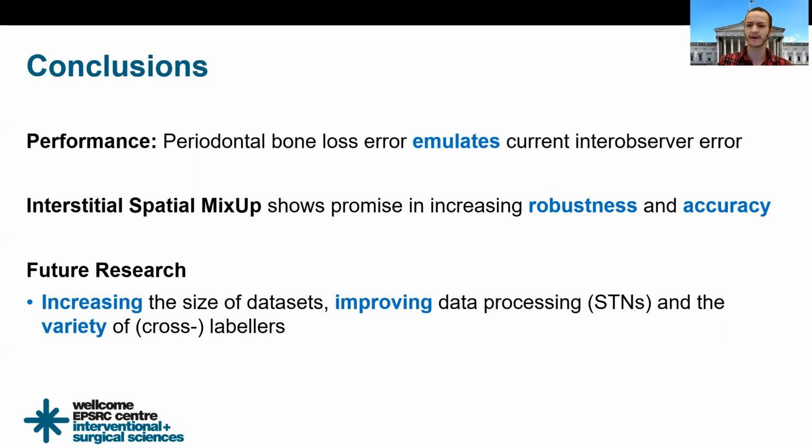Our future research, the main take-home points: increasing the size of the data set, improving the data processing, specifically adding in spatial transformation networks to align all the data spatially as it is done in the triple-rooted teeth, and increasing the variety of the cross-labelers. This is very important when it comes to overcoming this inter-observer error, and currently our performance is showing that our network is performing well in this regard and could only increase based on the variety of cross-labelers.